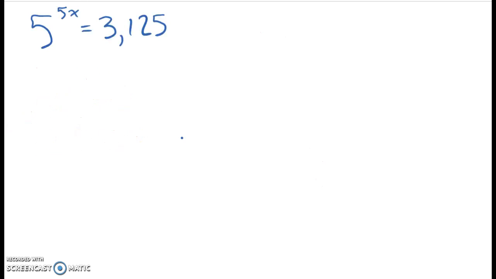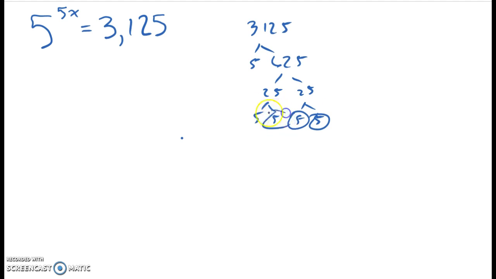Again, we're going to try to figure out what x is. So let's do the factor tree. And after having done the factor tree, we're going to determine that 5 to the 5th power is equal to 3,125. So 5x is equal to 5. And disappointingly, x is equal to 1 again, just like the last problem.